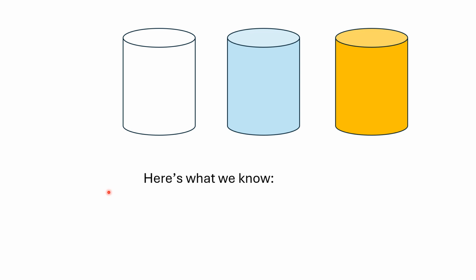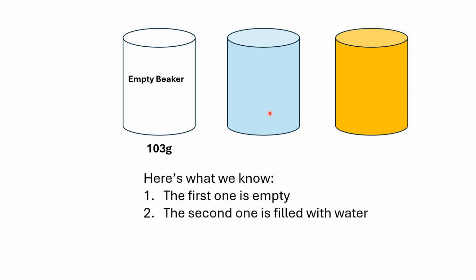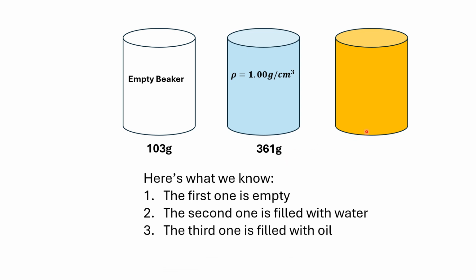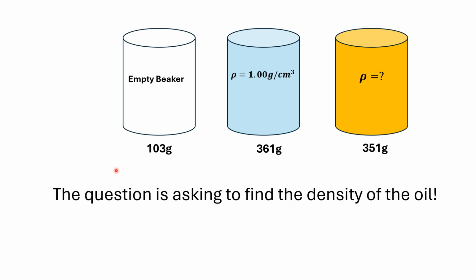Here is what we know. The first one is empty, and the mass is 103 grams. The second one is filled with water, and its mass is 361 grams. The third one is filled with oil, with a mass of 351 grams. The question is asking to find the density of the oil.